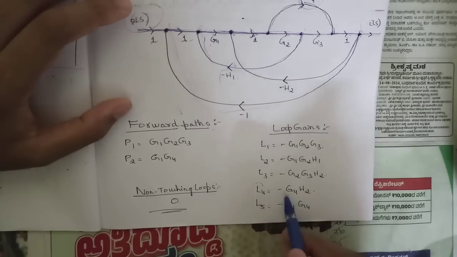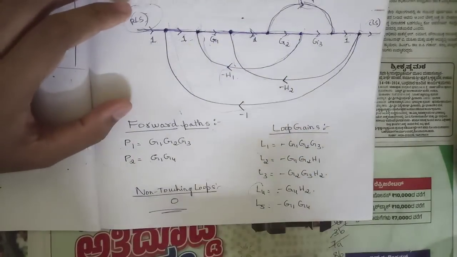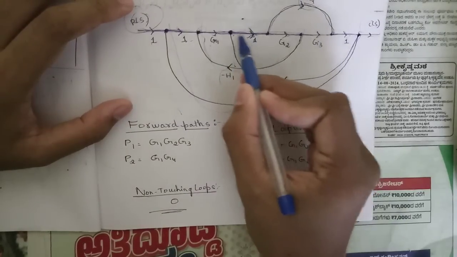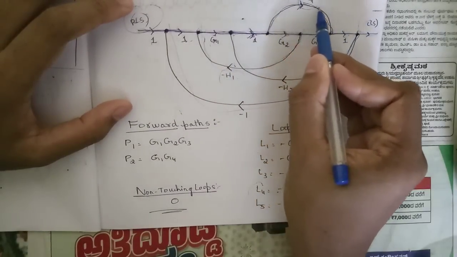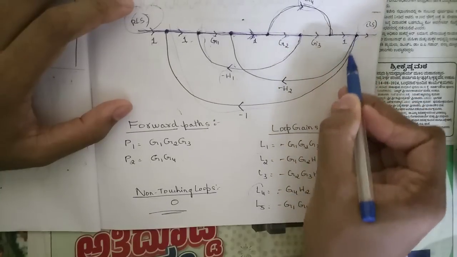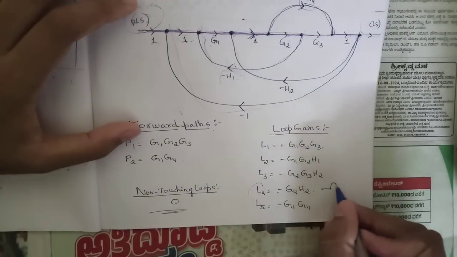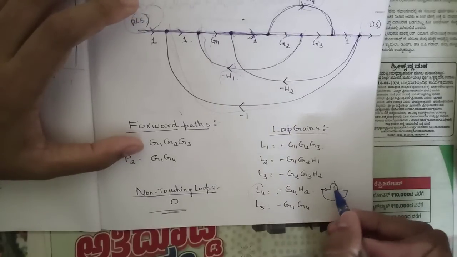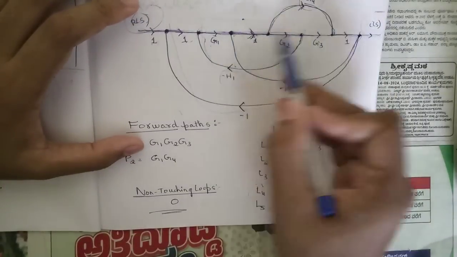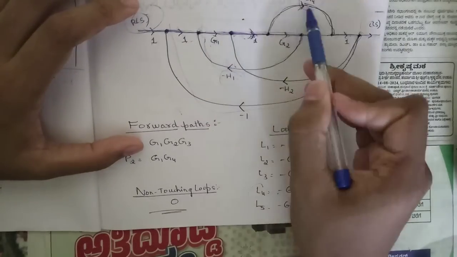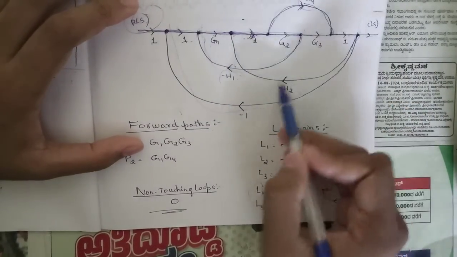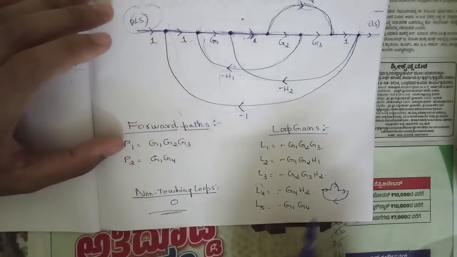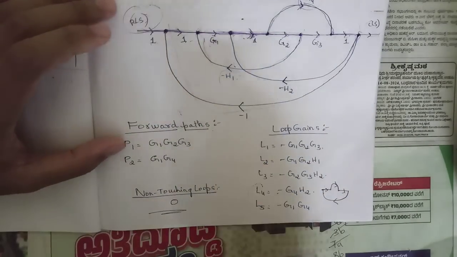And the fourth loop L4 is minus G4, H2. That is again the same thing. From this point it starts, it moves in this direction, moves up in the same direction, and comes down like this. This loop is in this shape. I've drawn it in order to make your confusion clear. This is the fourth loop, that is 1, G4, 1, H2, minus H2. So minus G4, H2.